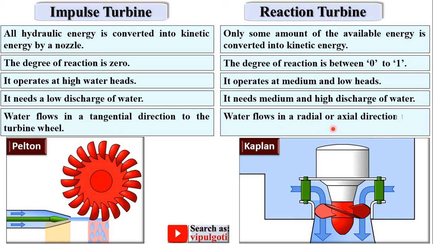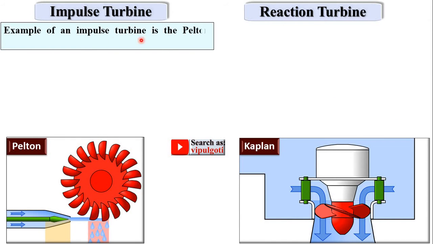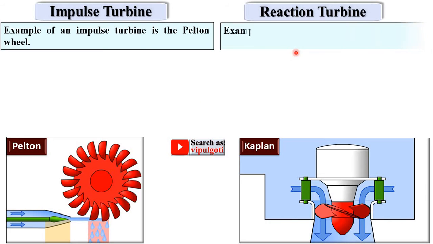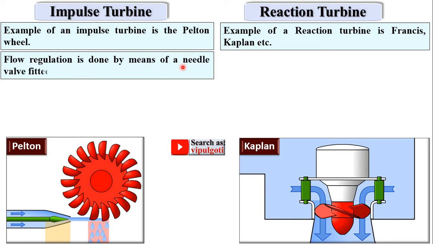In a reaction turbine, water flows in a radial or axial direction to the turbine wheel. Here you can see this is the radial direction and then the axial direction. Next, the example of an impulse turbine is the Pelton wheel. Examples of a reaction turbine are Francis, Kaplan, etc. In an impulse turbine, flow regulation is done by means of a needle valve fitted into the nozzle. Here you can see this one is the needle valve. With the help of forward and backward linear movement of this needle, you can control the flow.